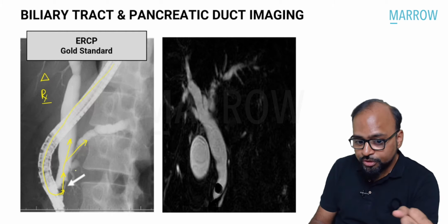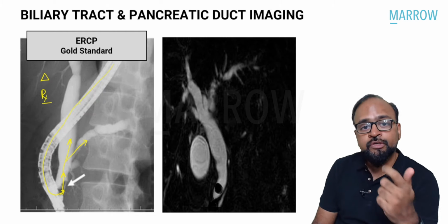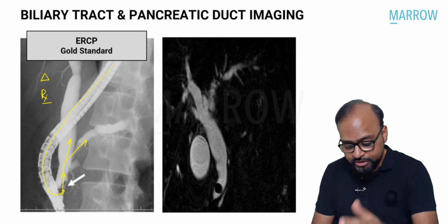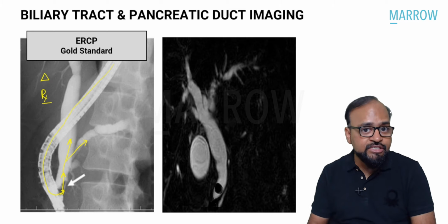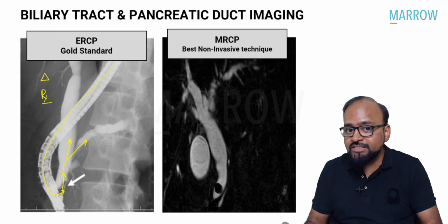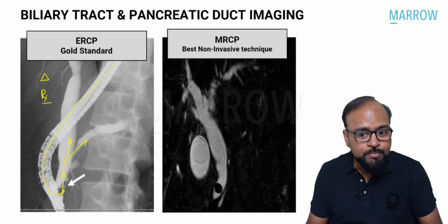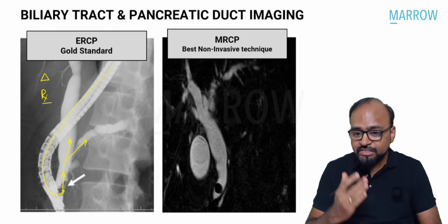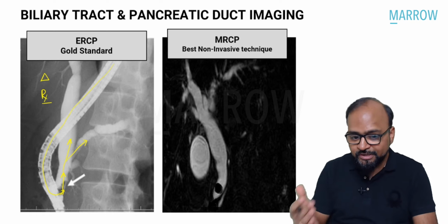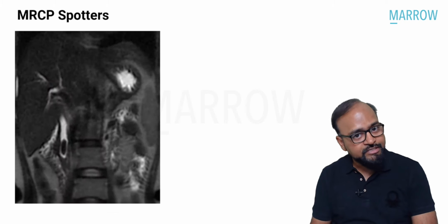But a contrast is going to be injected into the biliary tree. It is an invasive technique. X-ray exposure is going to occur. Compared to this, a better way to just image the biliary tree would be a non-invasive imaging technique, which is called MRCP, magnetic resonance cholangiopancreatography, which is considered to be the best non-invasive imaging technique. All right. So this is the difference between ERCP and MRCP.